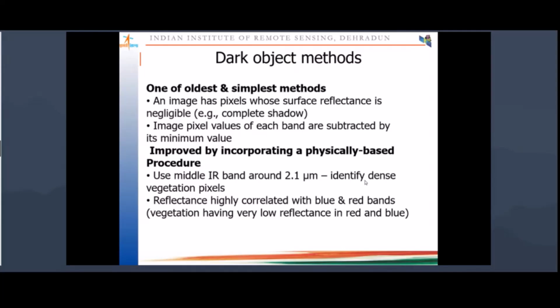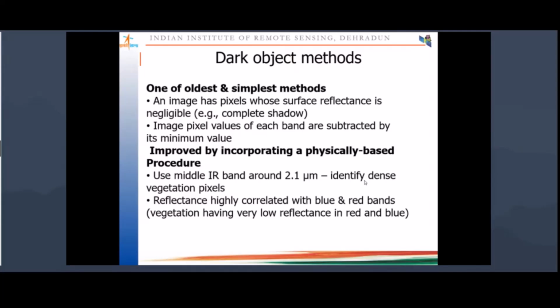So if you are going for large swath images, like big images of remote sensing data, then you can make small subsets and then do this dark object subtraction over different subsets. This is one of the very old and very simple methods, but it gives effective results for the cases where you find haze in the image.